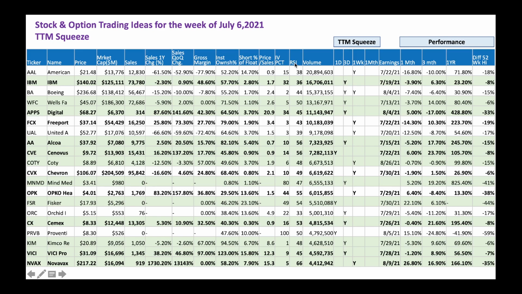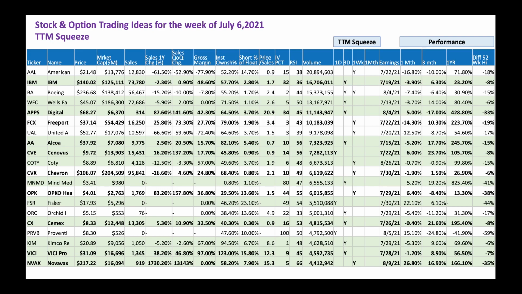Then we got RSI. A high RSI tells you the stock is overbought. You could probably shy away from buying at that time and wait for a pullback. Whereas a low RSI, below 55 or so, indicates the stock is oversold at this time and it's okay to buy at this time. And then we got volume.